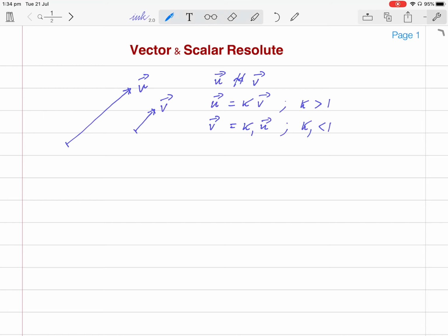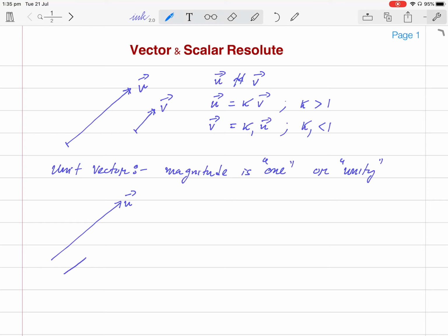Now let's talk about the unit vector. What is a unit vector? The only difference between the vector and the unit vector is the magnitude of the unit vector. The magnitude of the unit vector is 1, or we call it unity. For example, suppose this is your u vector, and what would be the unit vector of this? The unit vector can be this. We call it u hat.